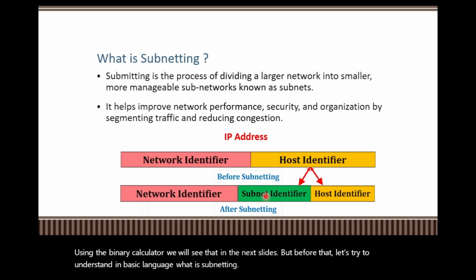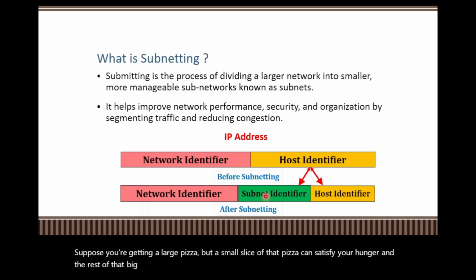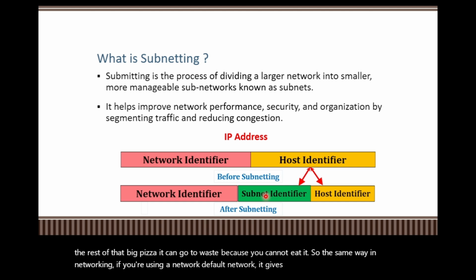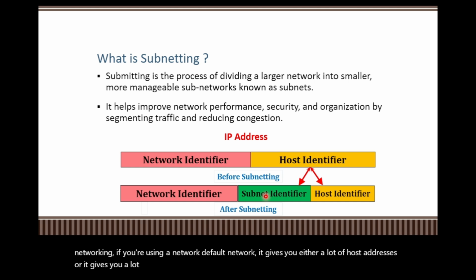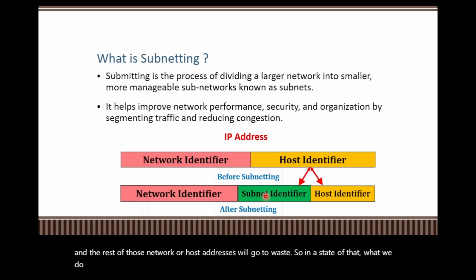Suppose you're getting a large pizza, but a small slice of that pizza can satisfy your hunger, and the rest of that big pizza can go to waste because you cannot eat it. In the same way in networking, if you're using a default network, it gives you either a lot of host addresses or a lot of network addresses that we cannot use in the company or organization, and the rest of those network or host addresses will go to waste. So instead of that, we use a small slice of that network, which is called subnetting.